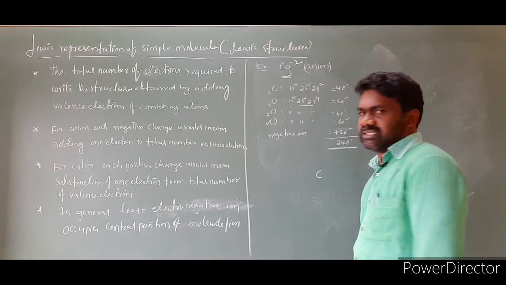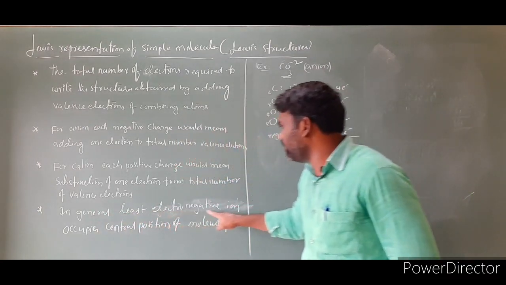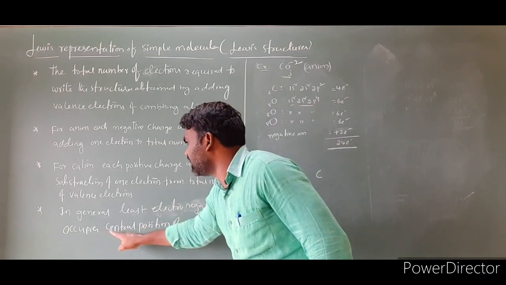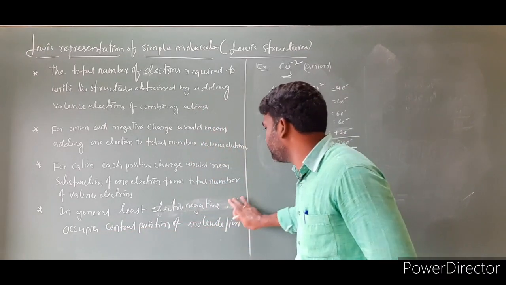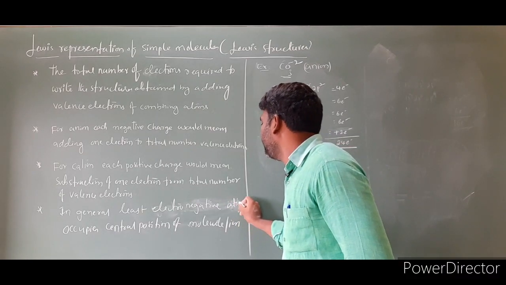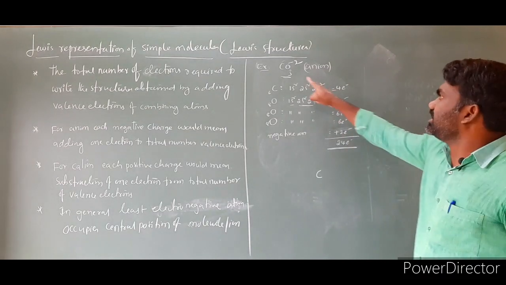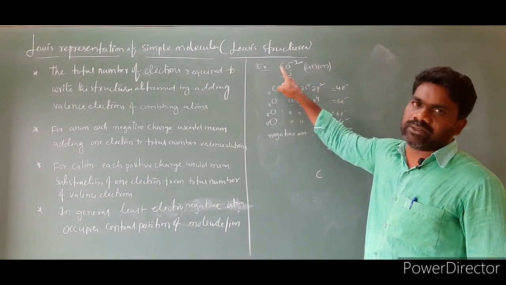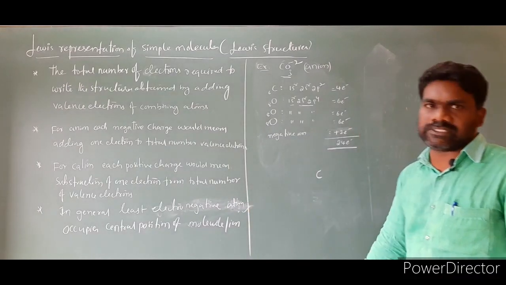Now I am taking carbon, which has to go in the center. In general, the least electronegative atom occupies the central position of the molecule. So among carbon and oxygen, carbon is the least electronegative, so we have to place it at the center, according to this rule.